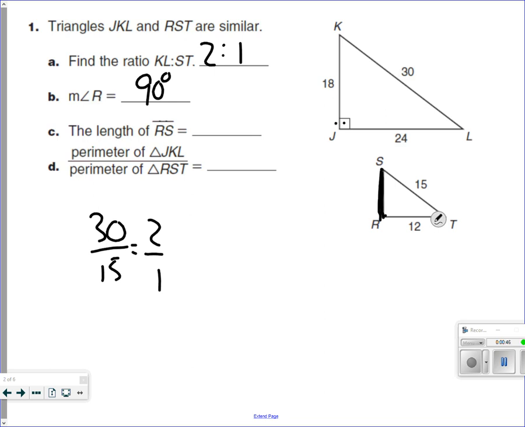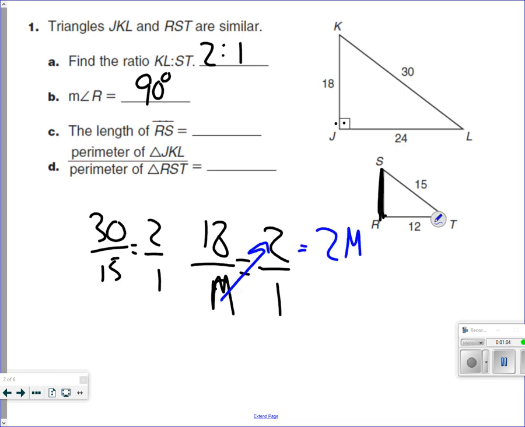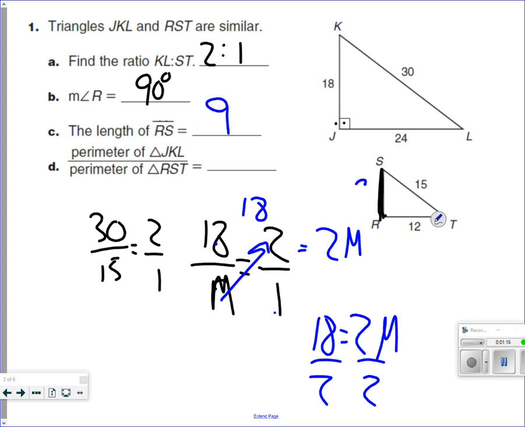The length of RS, well, RS is right here, okay? If this is 18, what is RS? So we have 2 to 1 as our ratio. I have 18, and I'm just going to make this an M, not an S, okay? Let's cross multiply. M times 2 is 2M equals 1 times 18, which is 18. So this is 18 equals 2M. We'll have to divide this by 2. Divide this by 2. That means M equals 9. Would that make sense? That is twice as big as that. Perfect, okay?